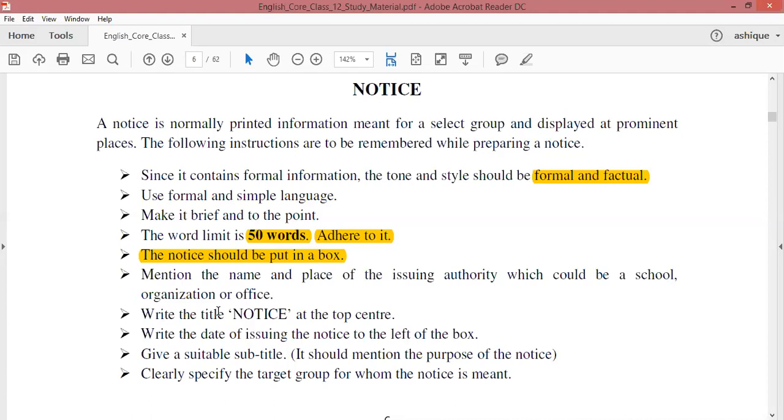First, the authority, whoever is giving this notice, whether it is from a school, an organization, a society, or an office, whoever is issuing this notice. Their name will come first.